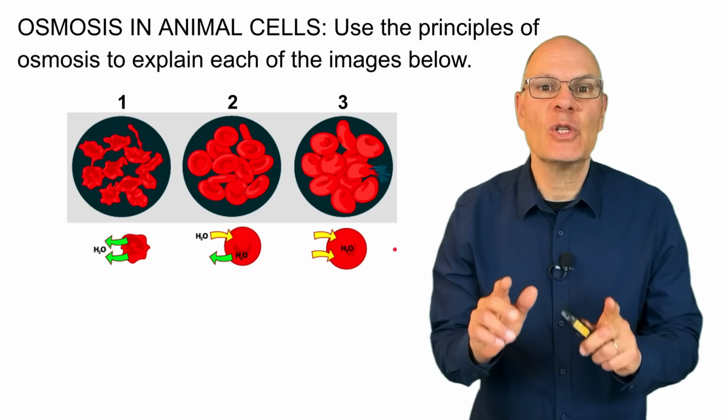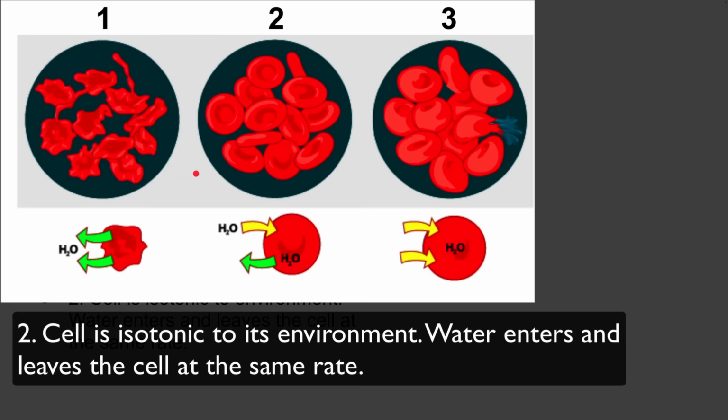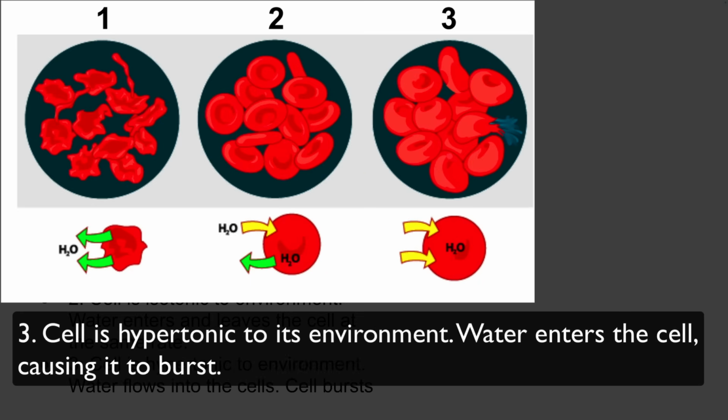Osmosis in animal cells. Use the principles of osmosis to explain each of the images below. Cell number 1. The cell is hypotonic to its environment. Water leaves the cell. Water always flows from hypotonic to hypertonic, so the cell shrivels up. In situation number 2, the cell is isotonic to its environment. Water enters and leaves the cell at the same rate. This is an important condition for animal cells because they have a membrane but not a wall. Cells that are kept in a tissue culture need to be kept in an isotonic solution. And in situation 3, the cell is hypertonic to its environment, and therefore water is flowing into the cells, and because there's no cell wall, the membrane can't really stop the inward force, and the cell will ultimately burst.